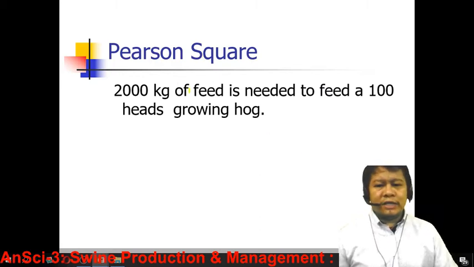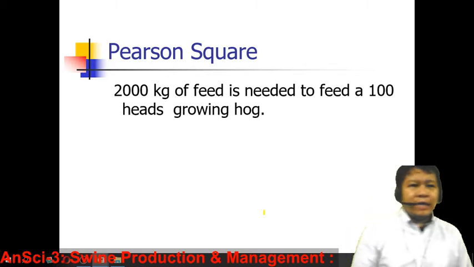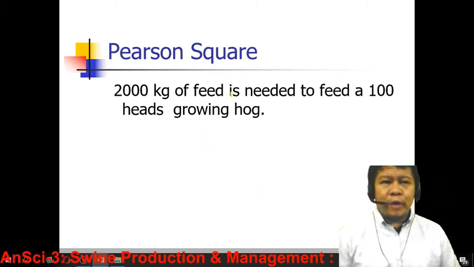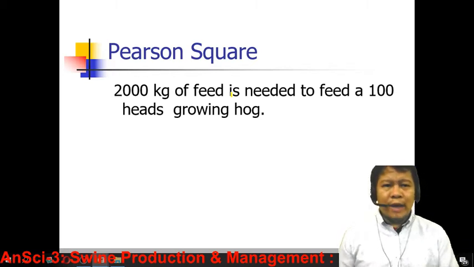Pearson is the one who discovered how to use the Pearson square in compounding a feed. But let me add again, Pearson square is not only applicable to formulation of feeds. It is also applicable to mixing of wine.